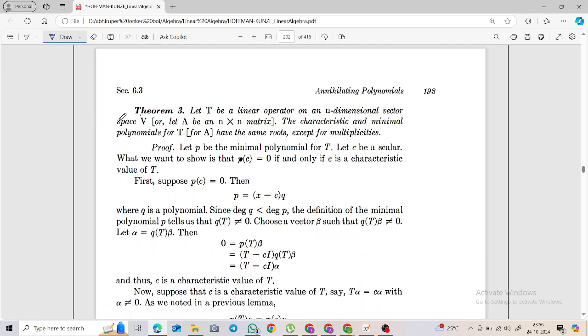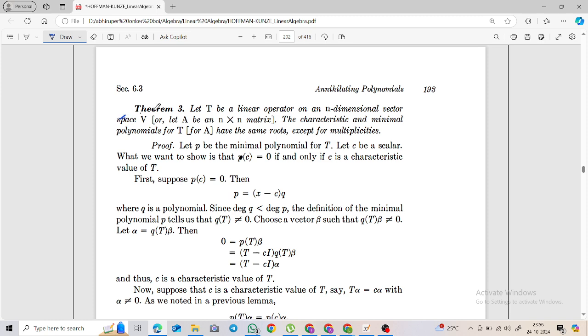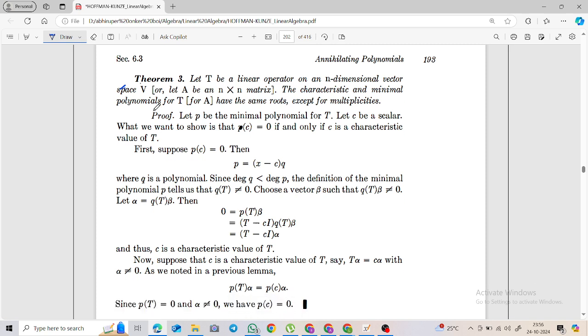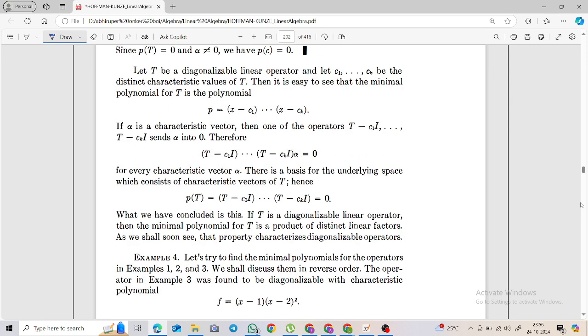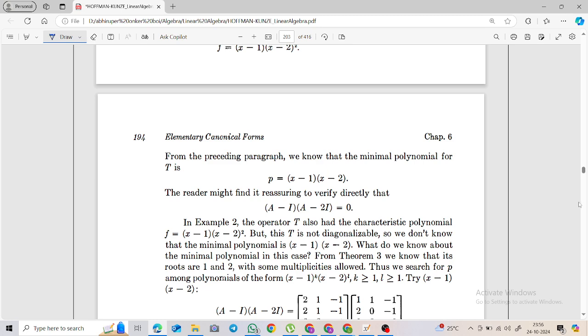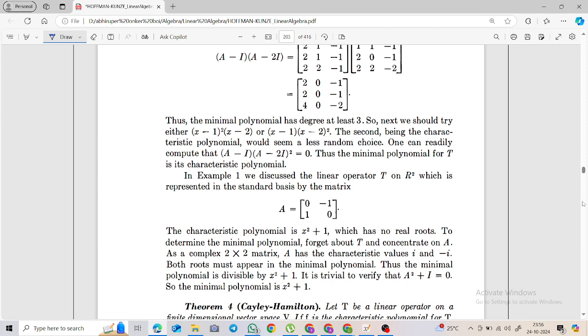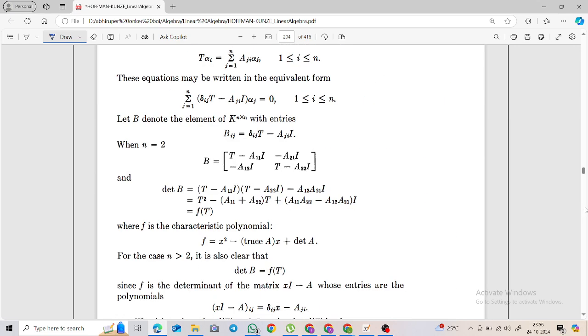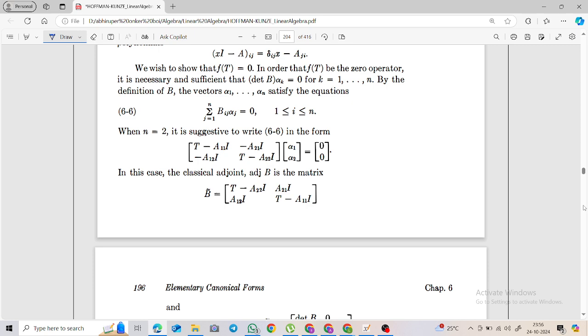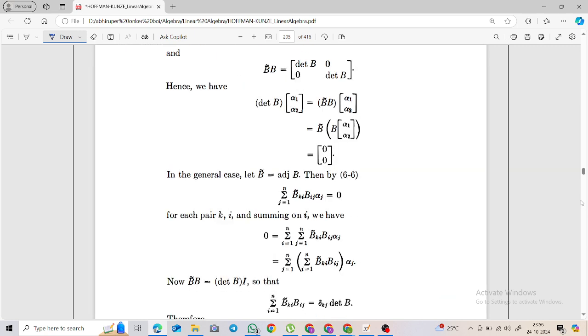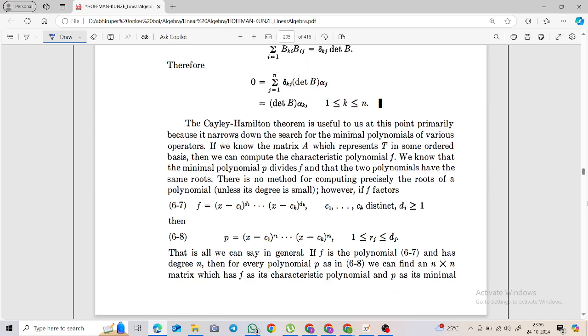Yeah, this is the theorem I was talking about. The characteristic and minimal polynomials for T have the same roots except for multiplicities. These things we will cover in the next class. Example 2, the Cayley-Hamilton theorem. This is a very important theorem. Cayley-Hamilton has an analytic proof, a proof that requires analysis, not linear algebra.